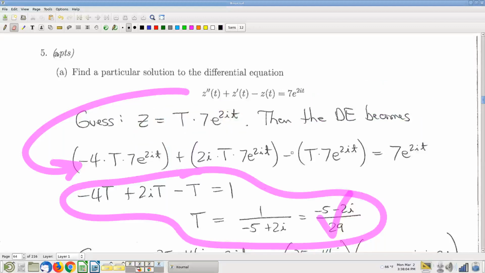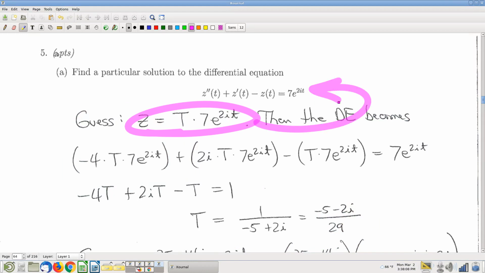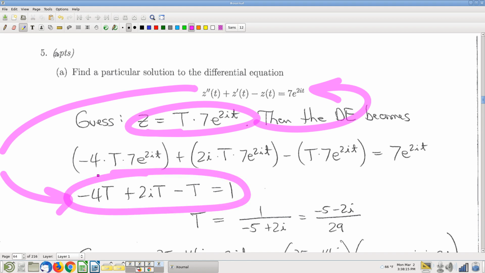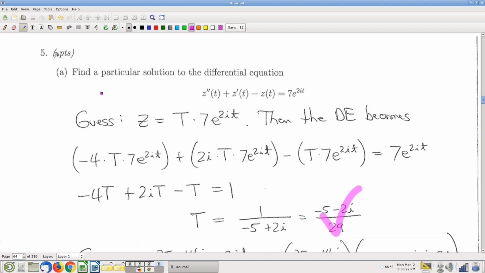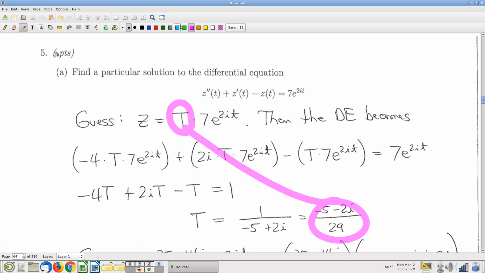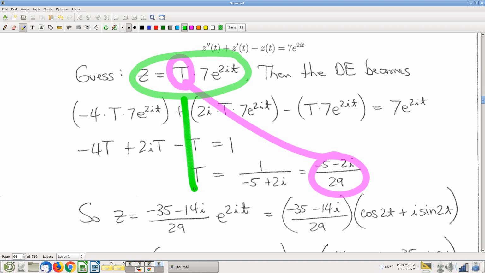Okay, all right. So we form this guess. We plug it into the differential equation. That results in a little bit of a complex arithmetic problem that we then solve to get this value of t. Keeping in mind that's the t that goes there. That is the thing that I multiply by my right-hand side to get my solution. So there you go. That's the solution.